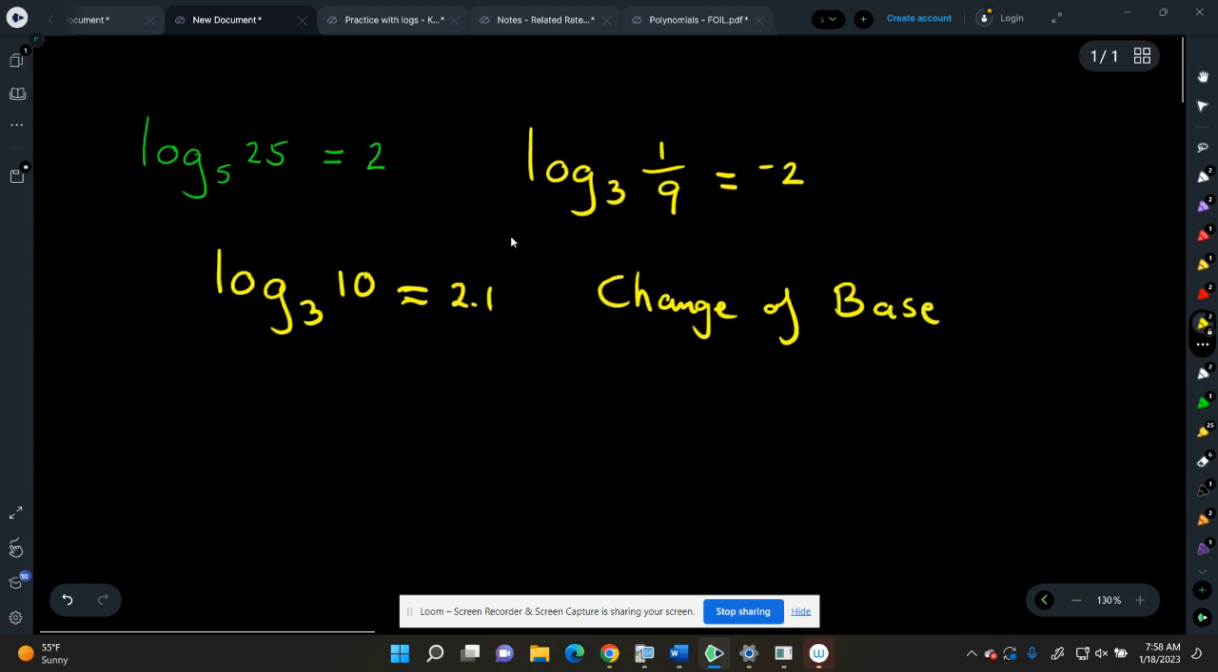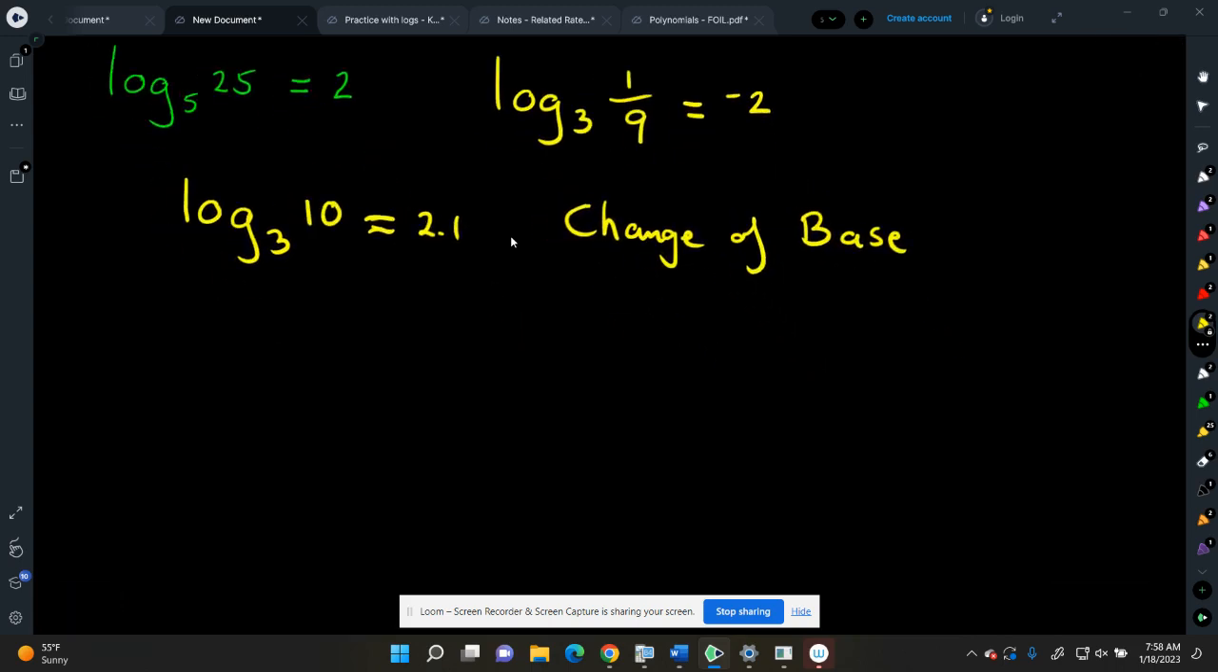Basically what we're going to do is take this log base 3 of 10 and rewrite it. Now you can use any base you want. I could use base 2 if I wanted. I could use base 10 if I wanted. The two bases that make sense to do this are base 10 and base E.